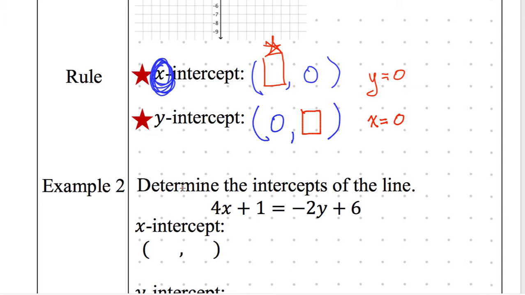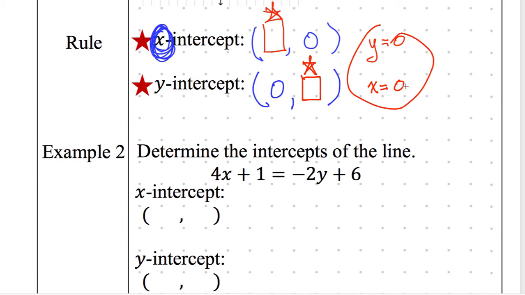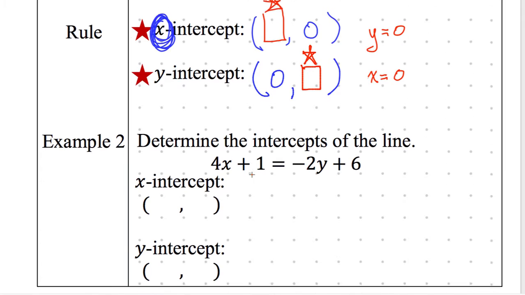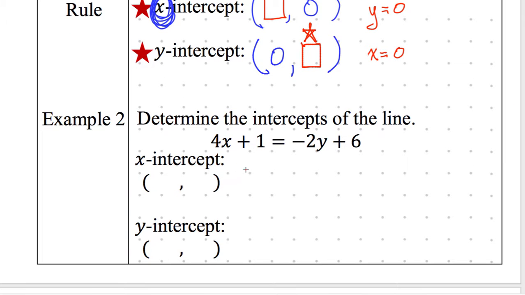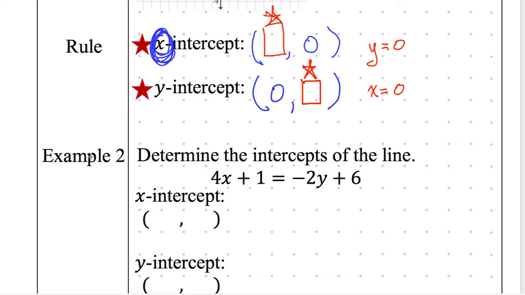So those are super key. Y equals 0, x equals 0. Those are the numbers we really care about because that's the y coordinate. We're going to be using these facts to solve example 2. We need to find the x-intercept and y-intercept given an equation. This is the equation of a line. I need to solve by plugging in one or the other.